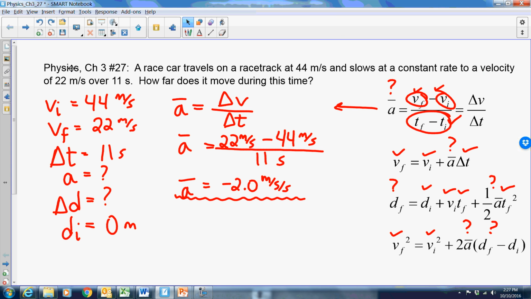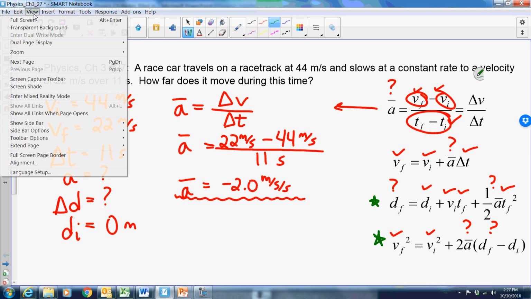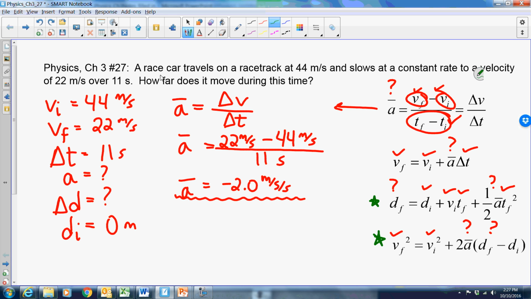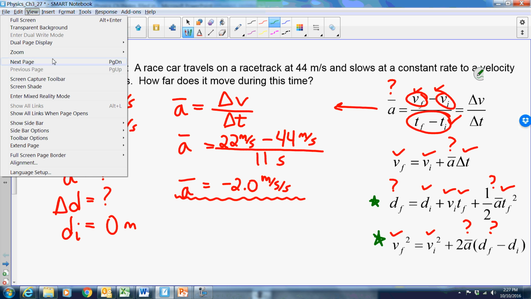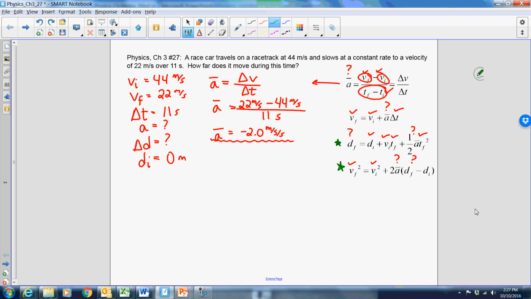Okay, now that I know A, I could use either of these equations, either this one or this one, because now both of those will have only one unknown. Okay, so let's do that. If you want to try doing the one I don't pick, that's totally fine. And I need to zoom out here for a second. Okay, so now let's say I'm gonna use this one now.